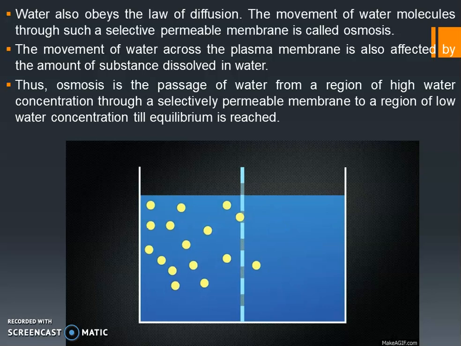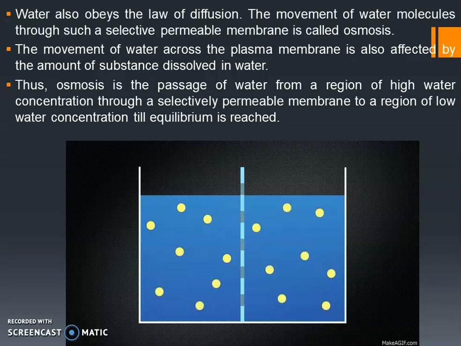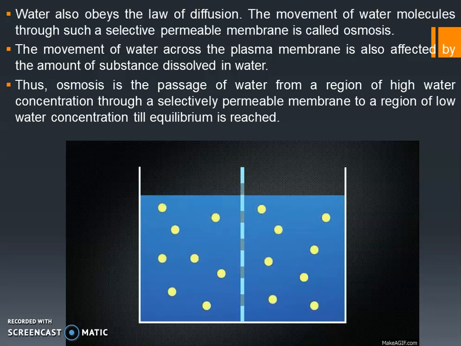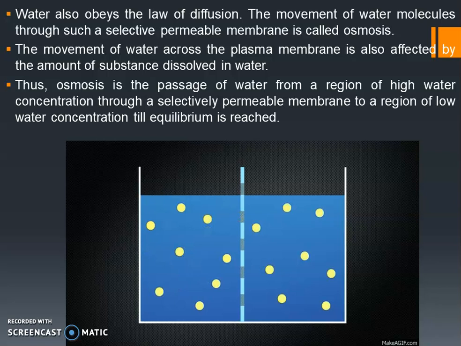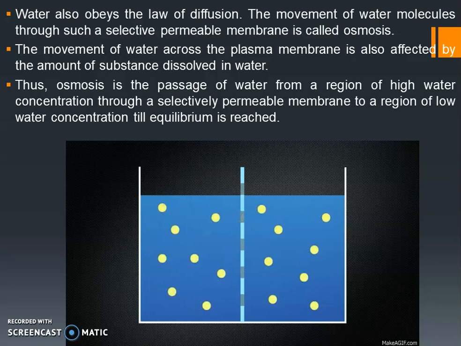So in the case of osmosis, the movement of water across the plasma membrane is also affected by the amount of substance dissolved in water. According to how much of the substances are dissolved in that water, the water will move from one place to another. Okay, so it is also affected by the substance which is present in the water or dissolved in the water.